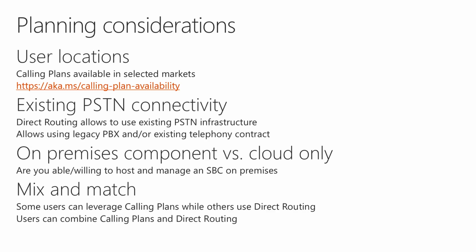This could make sense if you have users in different countries and the different countries have different requirements. Or you can also combine Calling Plans with Direct Routing. So I can give a user a Calling Plan for national routing, but whenever they dial international, they can leverage Direct Routing or vice versa. These are the high-level considerations. Once you know if you want to go to Calling Plans or Direct Routing, there will be follow-up modules that go into much more detail on all the planning steps for the individual solution.